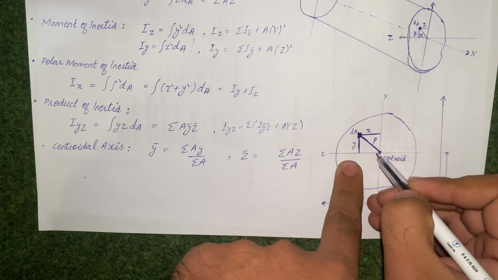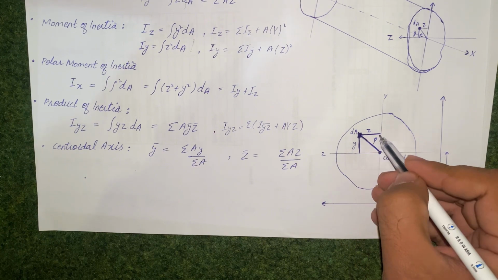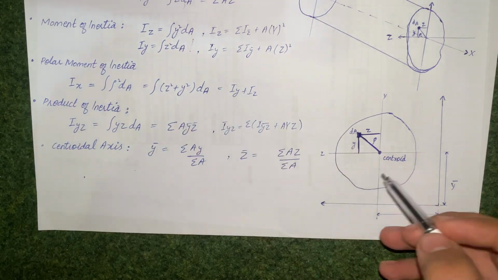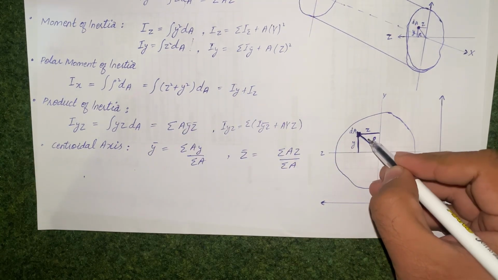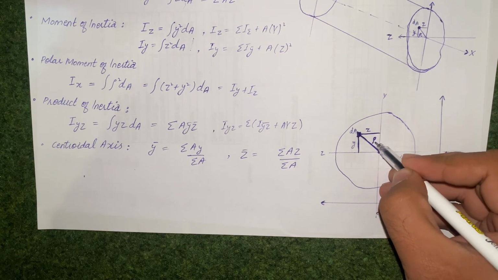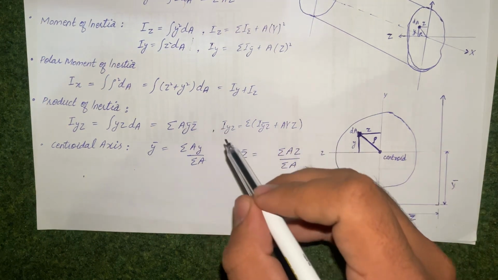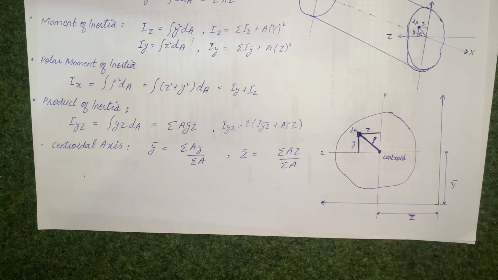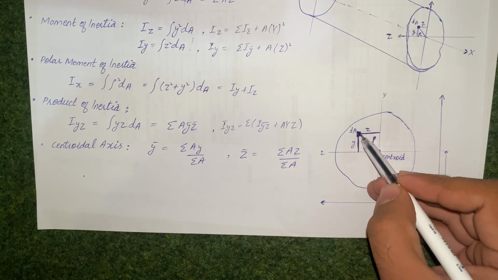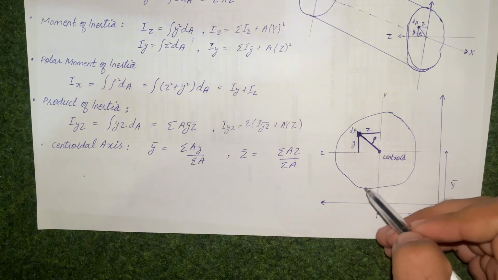So if we calculate the second moment of area about the y-axis or z-axis, that will be called moment of inertia. But if we calculate the second moment of area about this line, which is rho, then this will be called the polar moment of inertia on the x-axis. From the Pythagoras theorem, this rho will be equal to y square plus z square.